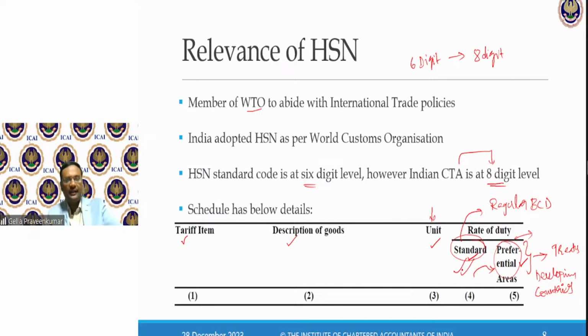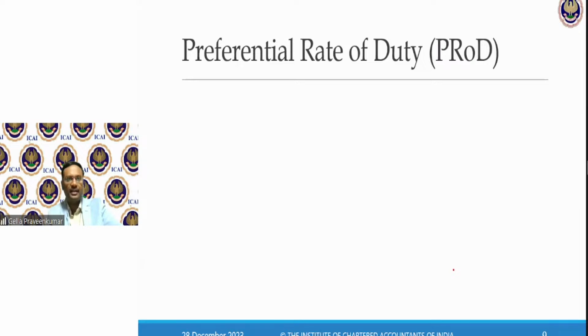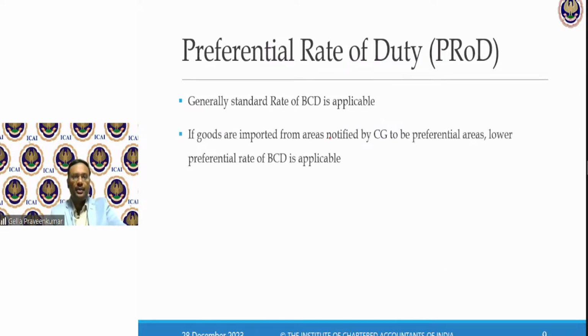This is my reference to the tariff act. Preferential rate of duty: what is it? Generally, the standard rate of basic customs duty is applicable, but if goods are imported from areas notified by the central government to be preferential areas, a lower preferential rate of basic customs duty is applicable. For example, say the regular rate of duty is 18% and the preferential rate of customs duty is 12%.